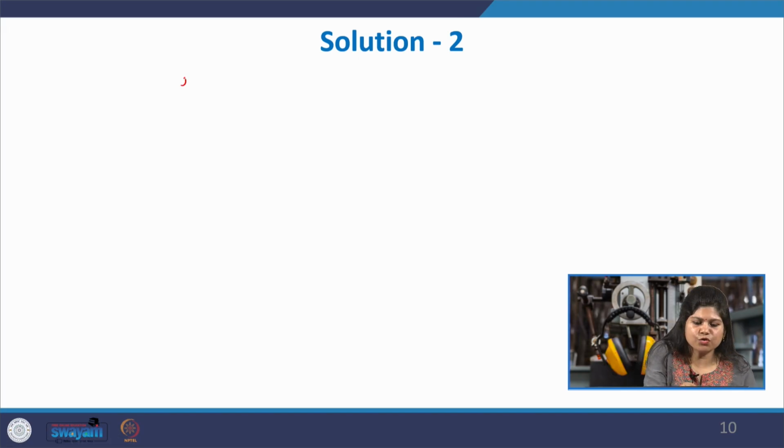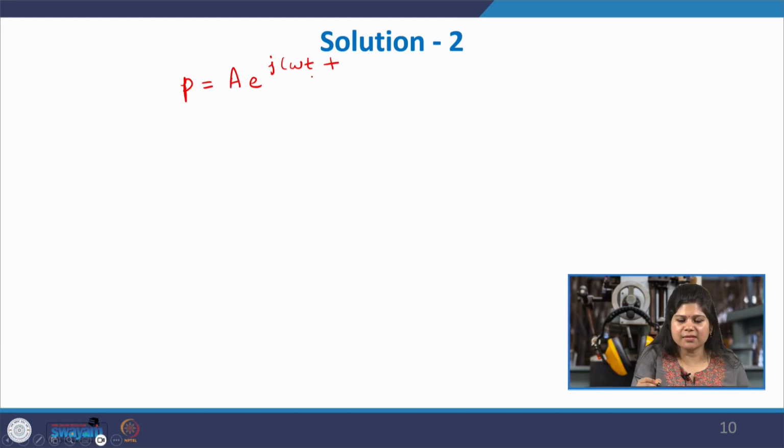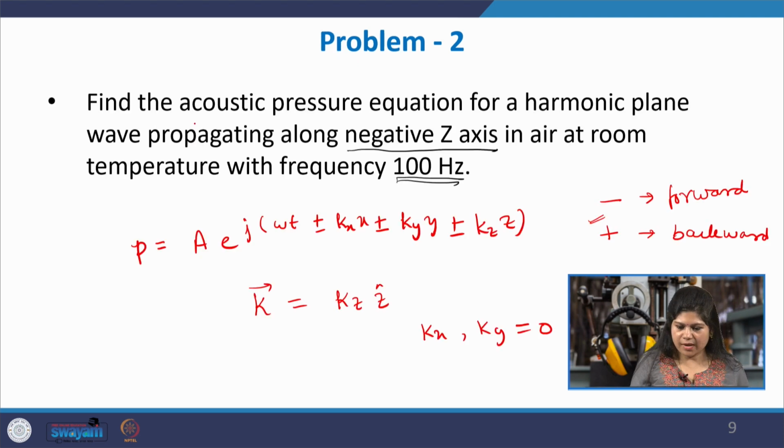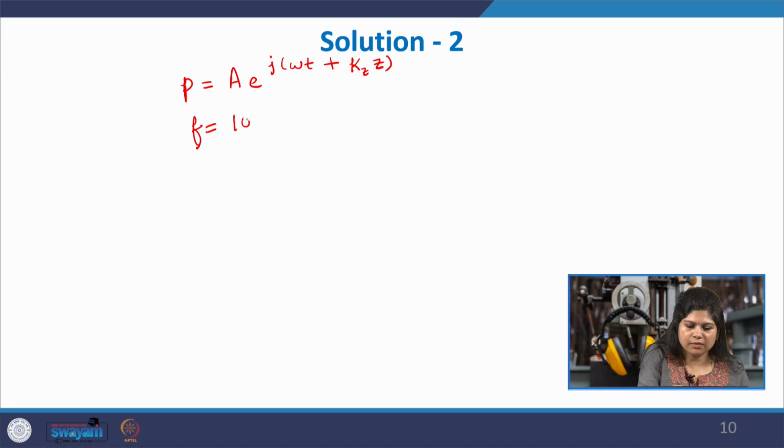So, the solution should be something of the form A e to the power j omega t, plus, because it is a negative z axis propagation, some kz times z. This should be a generic solution. Now, what is given to us? We are given the frequency, let us see the frequency again, it is 100 hertz. Okay.